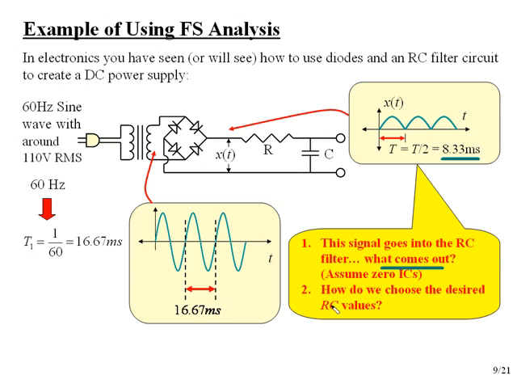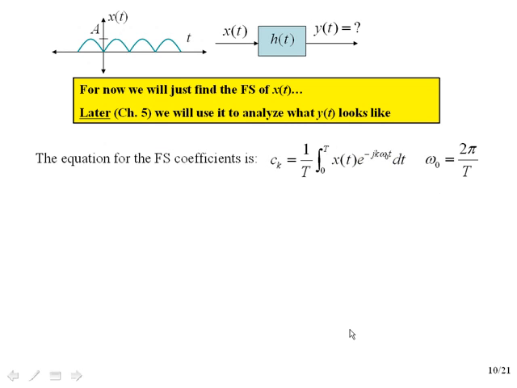On the basis of doing that analysis, we can then choose specific RC values so that we get what we want. So for now, we're just going to do the analysis of the input side, and then later in Chapter 5, we could use it to figure out what comes out and how this thing behaves. So let's just do the Fourier series analysis on the input side for now.